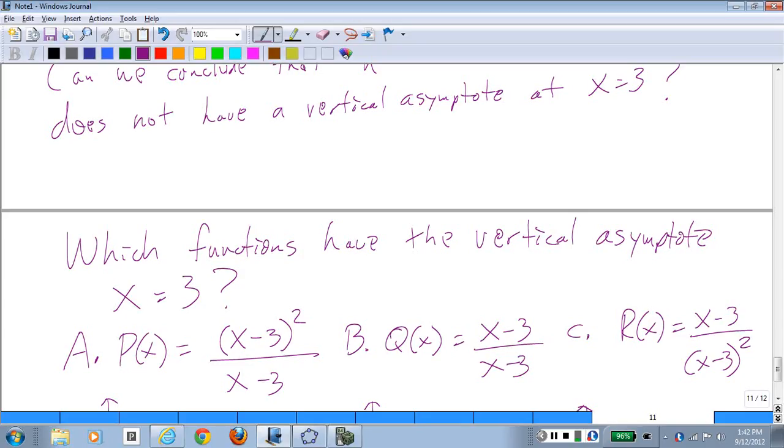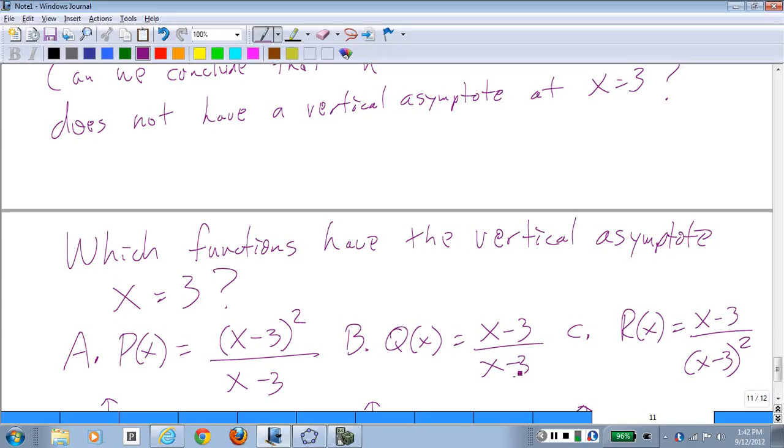If we divide out the x minus 3's, that leaves us with x minus 3. What's that graph going to look like? Y equals x minus 3. Basically, a straight line with a little hole in the graph where the x coordinate of 3 would be. So no vertical asymptote there.